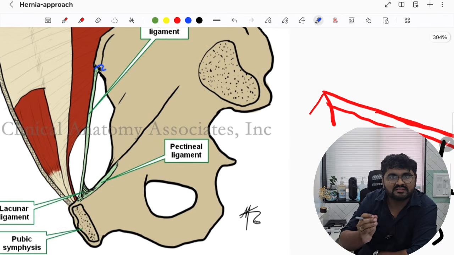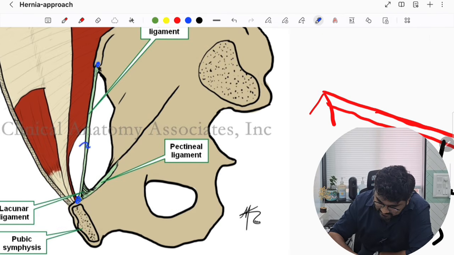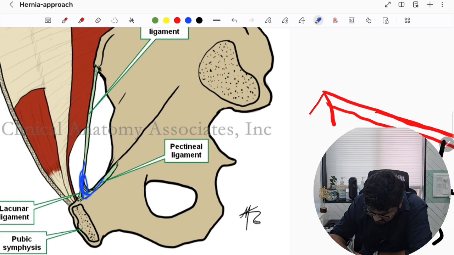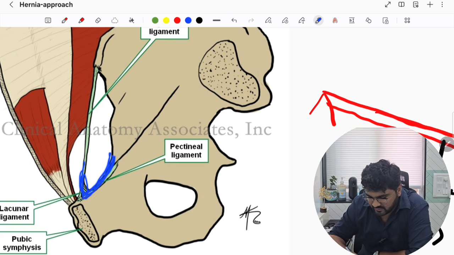McVeigh's repair, we need to understand that there is inguinal ligament between the pubic tubercle and ASIS. You have the inguinal ligament. This inguinal ligament turns. Okay, this turning is known as the lacunar ligament, and it continues over the pubis, over the pubic bone, and that is known as the iliopectineal ligament of Cooper.